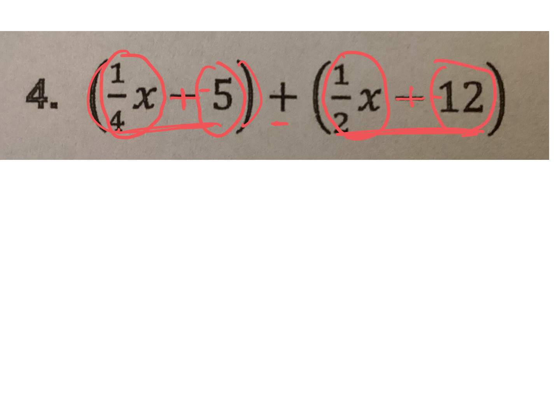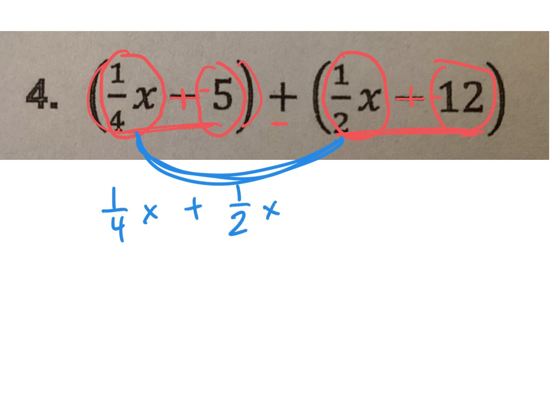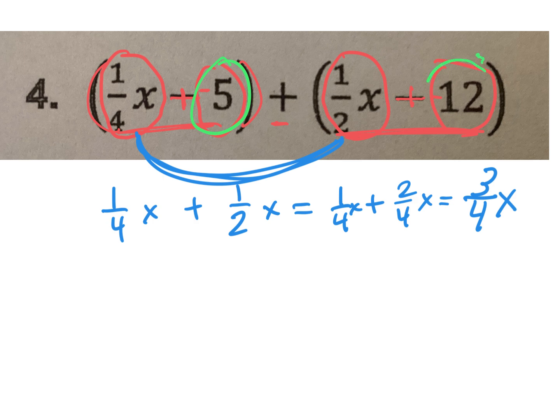Let's put them together. And I'll do a different color for this one. I'll do blue for my one with a variable. So it's 1/4 x plus 1/2 x equals, now we need to have the same denominator. 4 is the same denominator, and so this is going to be 2/4 x. So when I add that together, I get 3/4 x. Now, let's do green to add my constants. And remember, this is a negative 5, and this is a negative 12.